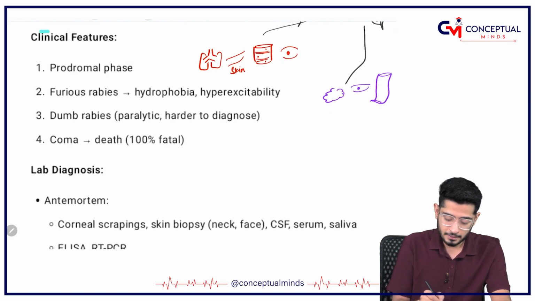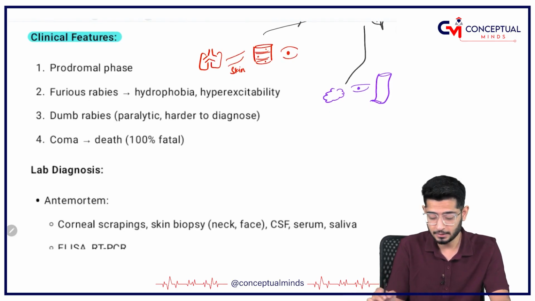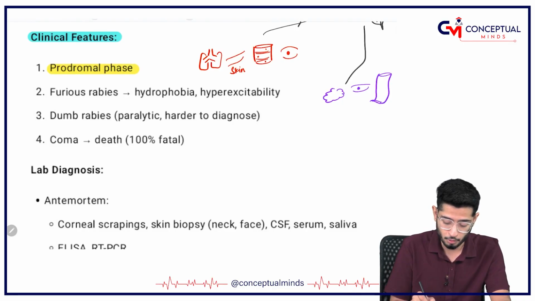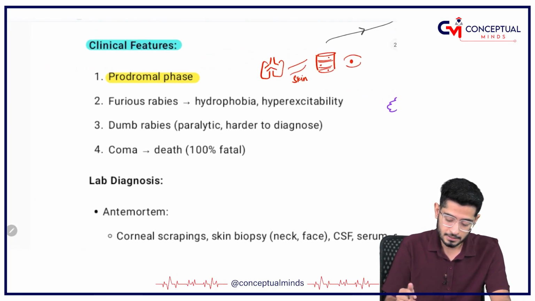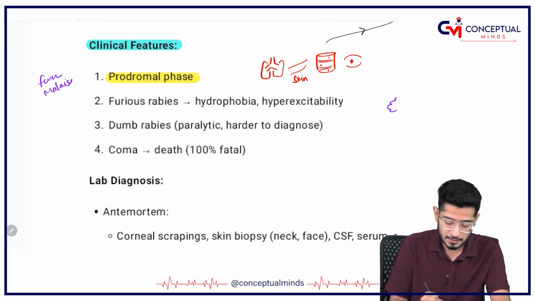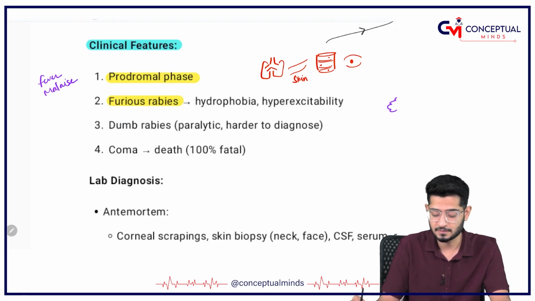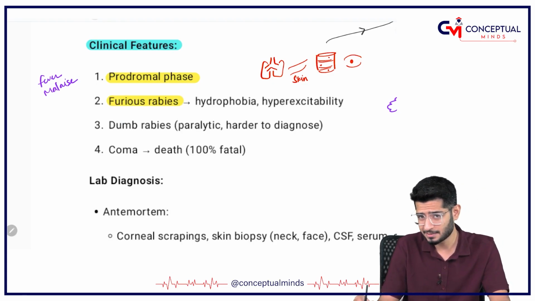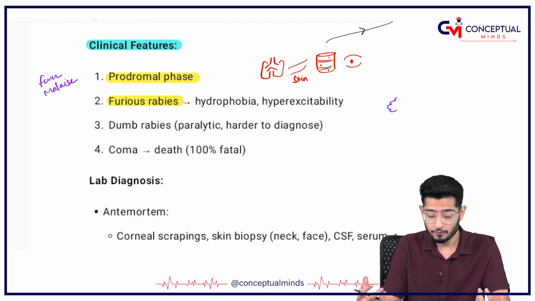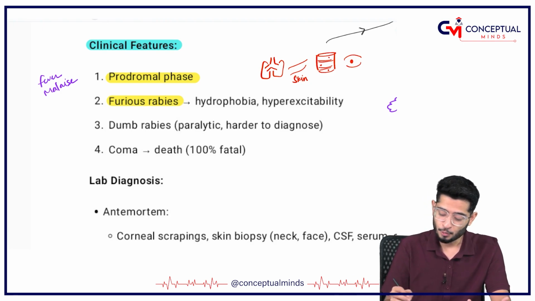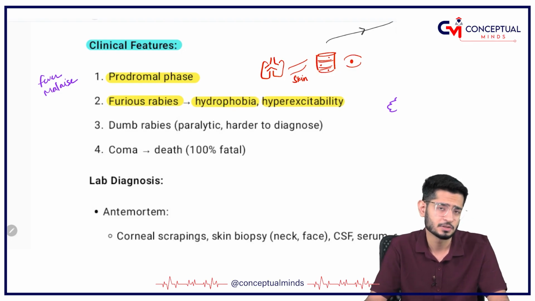So what are the clinical features, my dear friends? The first clinical feature is the prodromal phase, where just like a normal infection, fever, malaise, everything is going to be there, arthralgia. Then comes the furious rabies phase, which has hydrophobia, hyperexcitability, and different other phobias also for that matter.